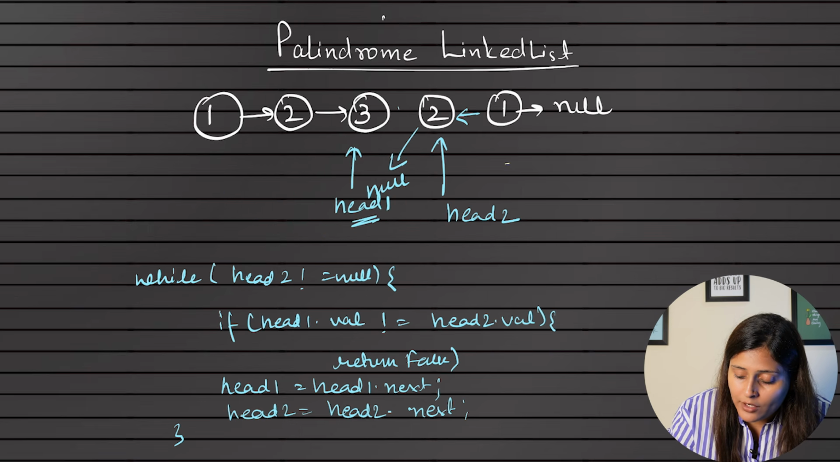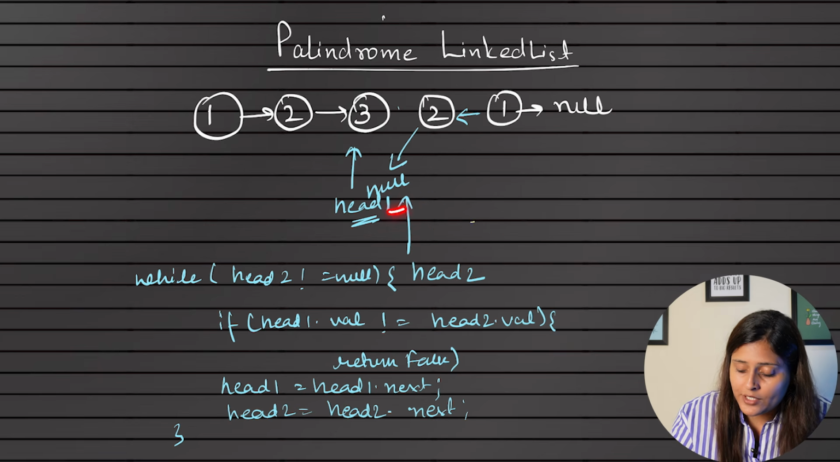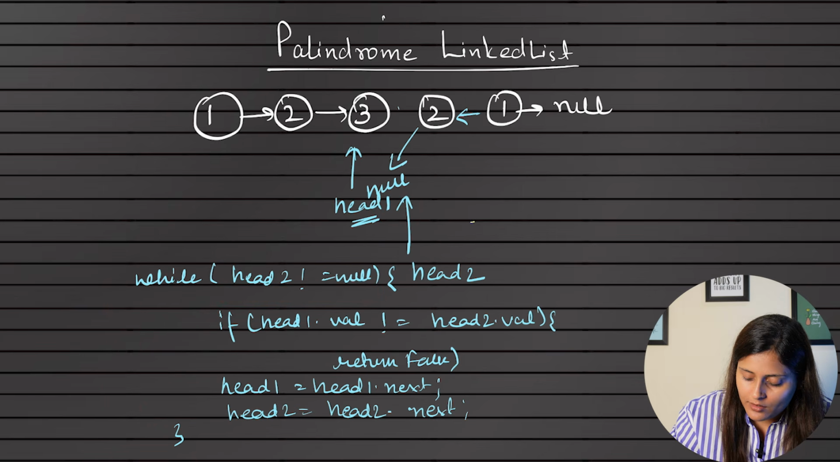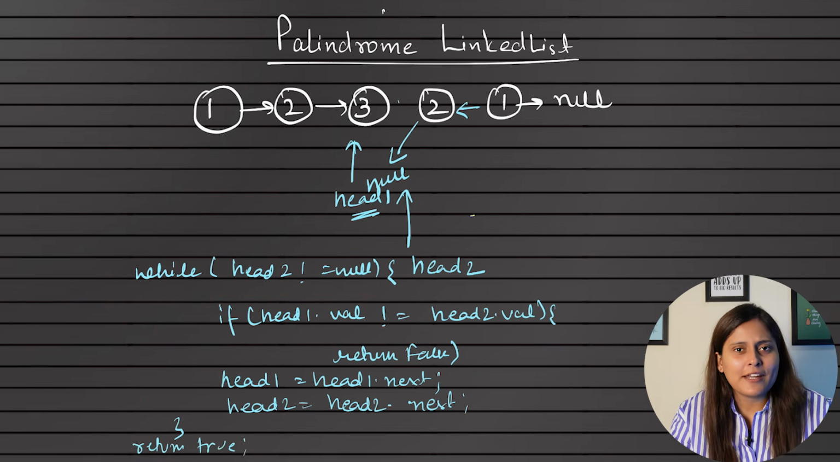Yes. And now head 2 ahead at null, and as our head 2 is pointing to null, so this while loop will stop, correct? And after coming outside we have to return what? True. That's it. So can we write the code for this?